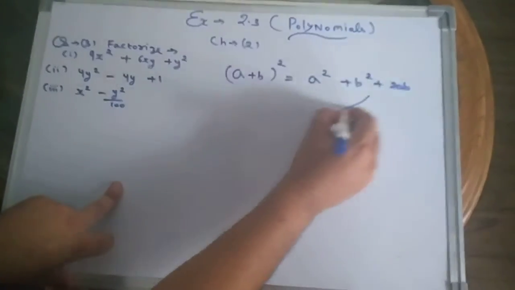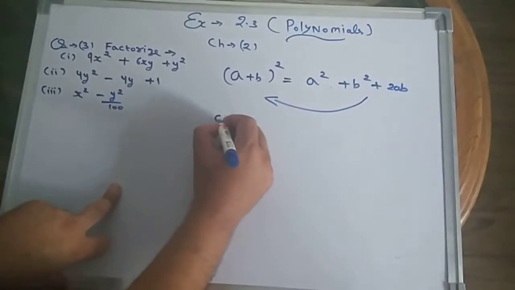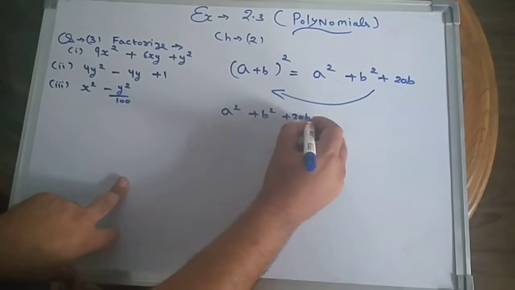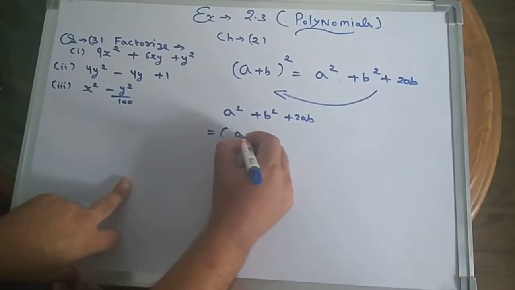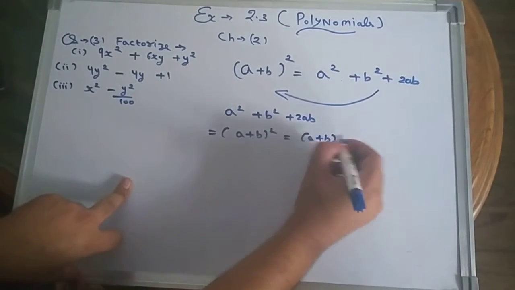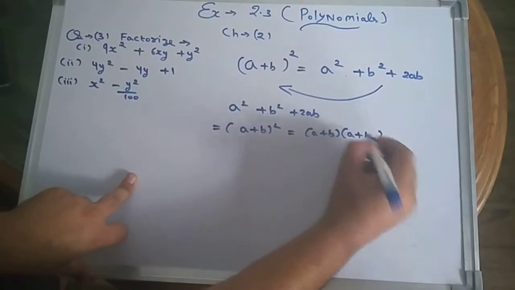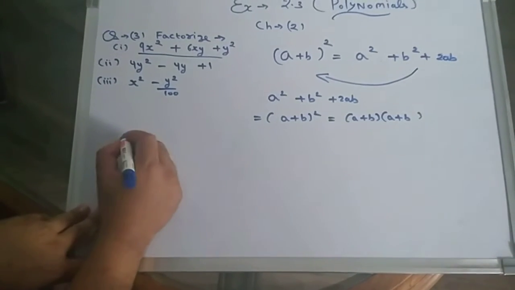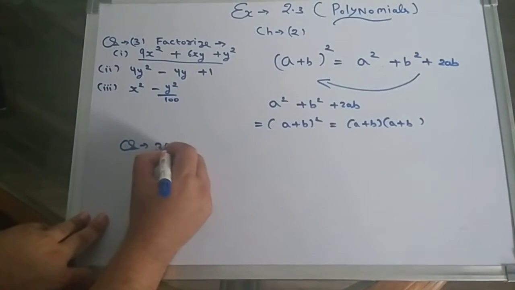Now we can reverse it, meaning we are given a square plus b square plus 2ab and we have to write it as (a plus b) whole square, which is equal to (a plus b) multiplied by (a plus b). Let us start with the first question. Question number 3, first part.